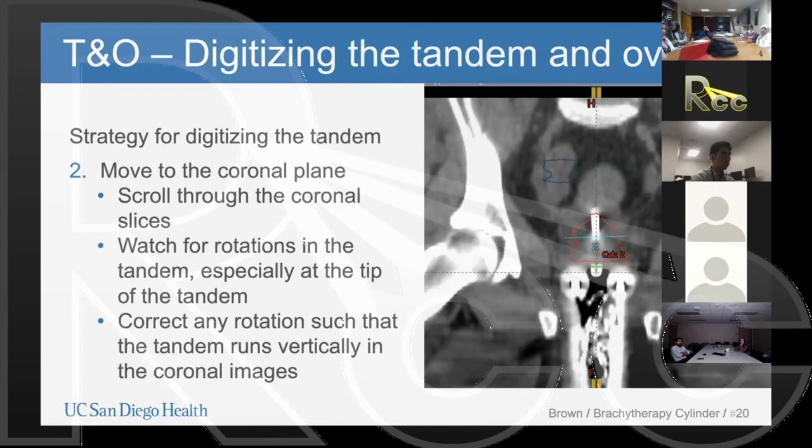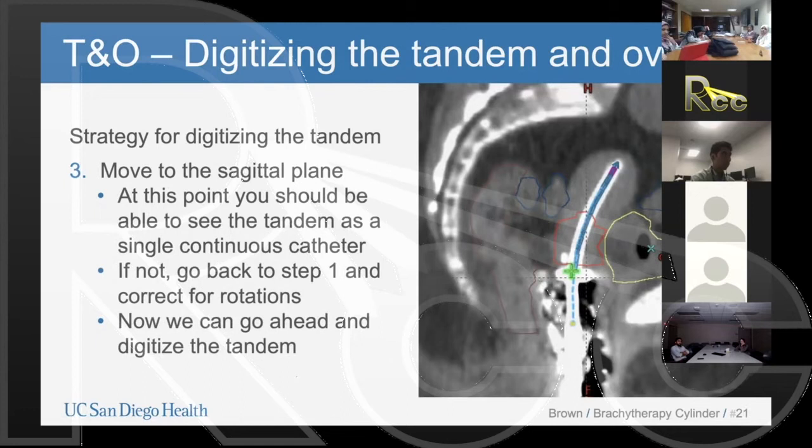So each of these steps is probably taking, if I'm really concentrating and really focusing, about a minute. So I'm scrolling, I'm just looking. I haven't done any digitization yet. I'm just setting it up to make it easy for me to digitize. Okay, so I correct any rotations in the coronal plane, and then you probably guess what comes next. Now we move to the sagittal plane. And at this point, what you should see in the sagittal plane is a really clean, constant tandem going through the cervix and into the uterus. But I think if I have an image here.